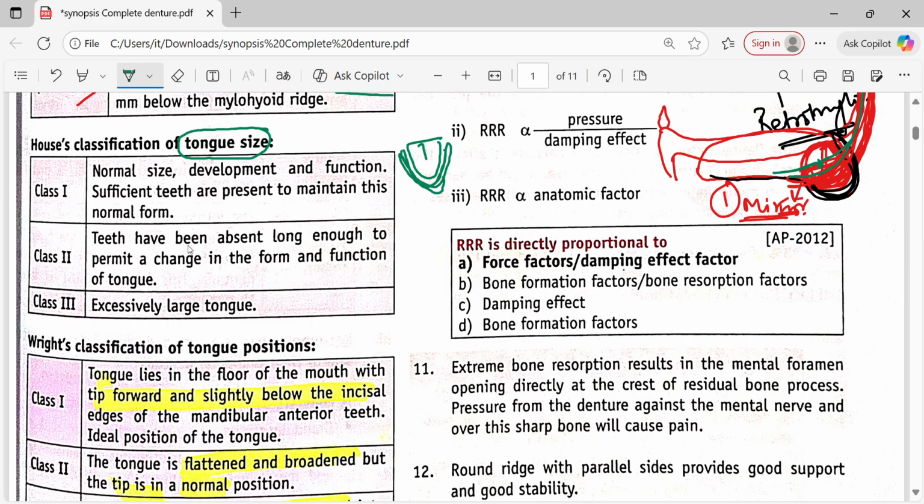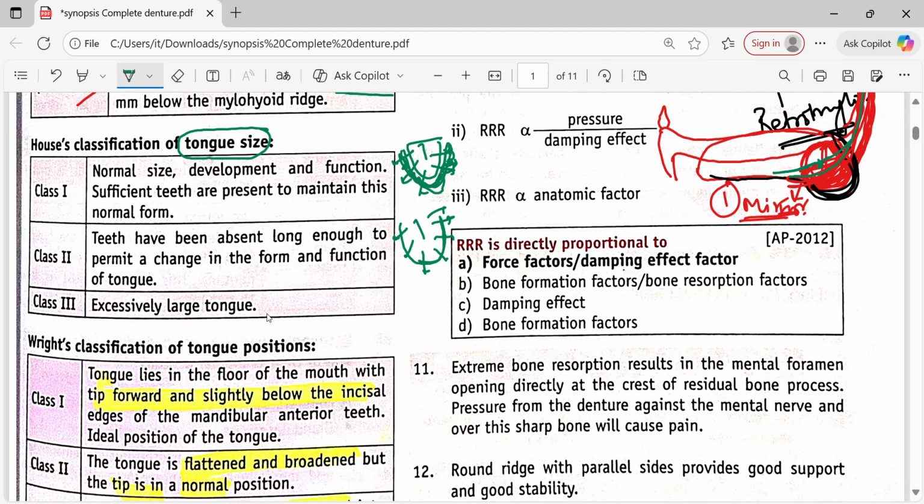Type 2 is when teeth have been absent long enough to permit a change in the form and function. Because your teeth are lost, your tongue has freedom to move outward, and because of that, the size of the tongue is enlarged. Because the tongue is enlarged, you will have more difficulty retaining the denture, because the tongue will dislodge the denture and reduce the stability.